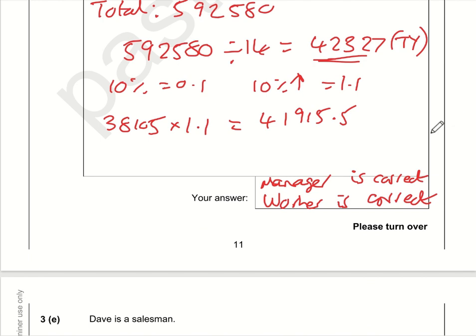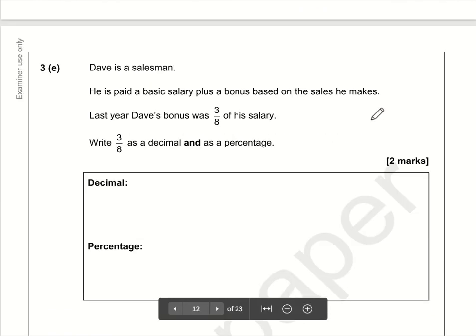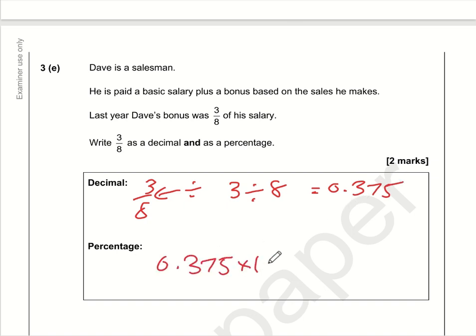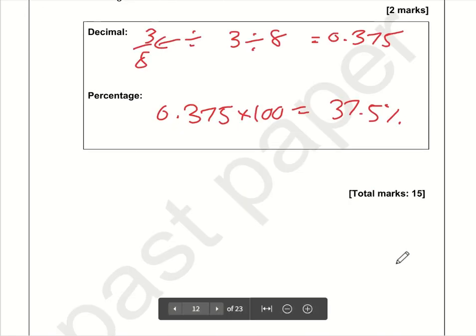Okay, so 3E. Well, the intro makes no difference. We just want to turn 3/8 into a decimal. To turn a fraction into a decimal, remember that this line of a fraction means divide, so 3 divided by 8 is our calculation, and 3 divided by 8 is 0.375, and the percentage is the decimal multiplied by 100, so that is 37.5%.